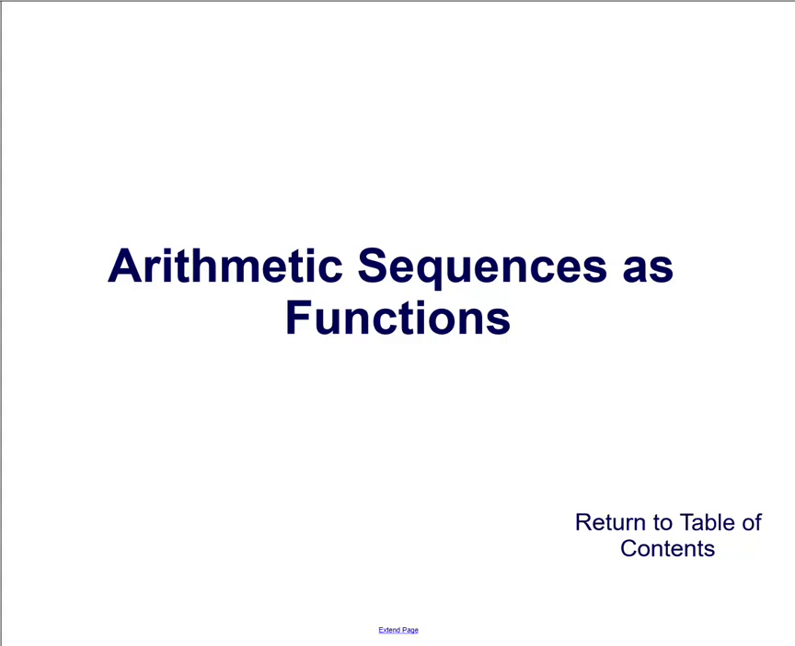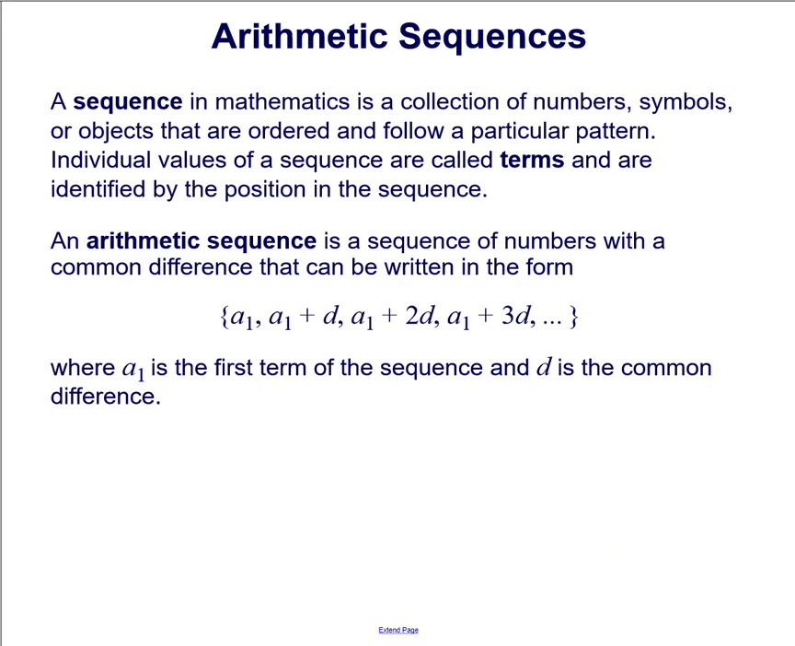Arithmetic sequences as functions. A sequence in mathematics is a collection of numbers, symbols, or objects that are ordered and follow a particular pattern. Individual values of a sequence are called terms and are identified by the position in the sequence. An arithmetic sequence is a sequence of numbers with a common difference that can be written in this form right here, where A1 is the first term of the sequence and D is the common difference.